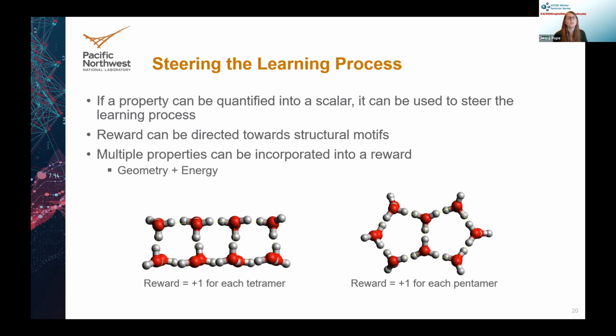And I should also say that the reward can be directed towards multiple properties, right? We could do something like a linear combination, where we want to minimize the energy and also go towards some kind of geometric signature. But one of the big caveats here is that scalar rewards can have unexpected consequences.